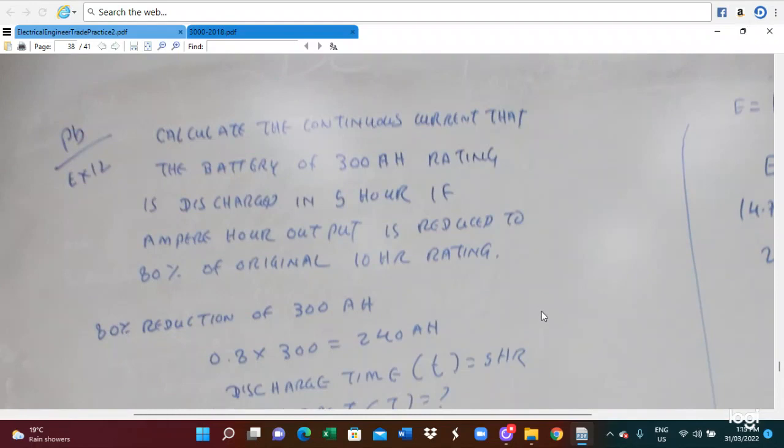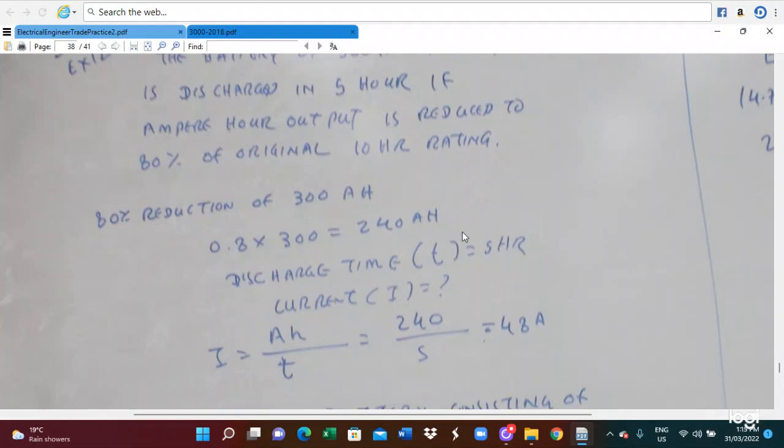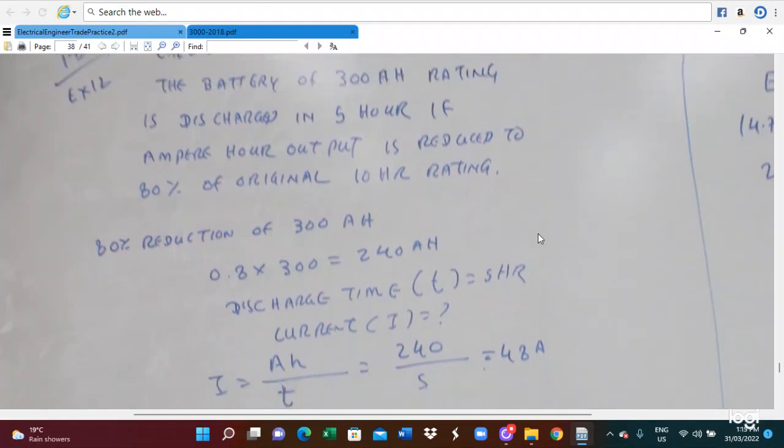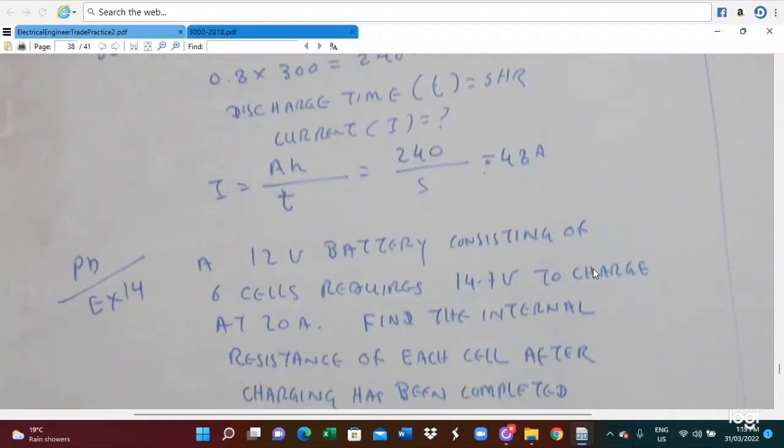The next one is that we need to calculate the continuous current. A battery of 300 ampere hour rating is discharged at the 5 hour rate, and its ampere hour output is reduced to 80% of the original 10 hour rating. So in this case, 80% of 300 ampere hour, that is 0.8 times 300, you get 240 ampere hour. So we have to find the discharge time. The discharge time is given as 5 hour. So the current we have to calculate: I equals ampere hour divided by T, so 240 by 5, you get 48 ampere.